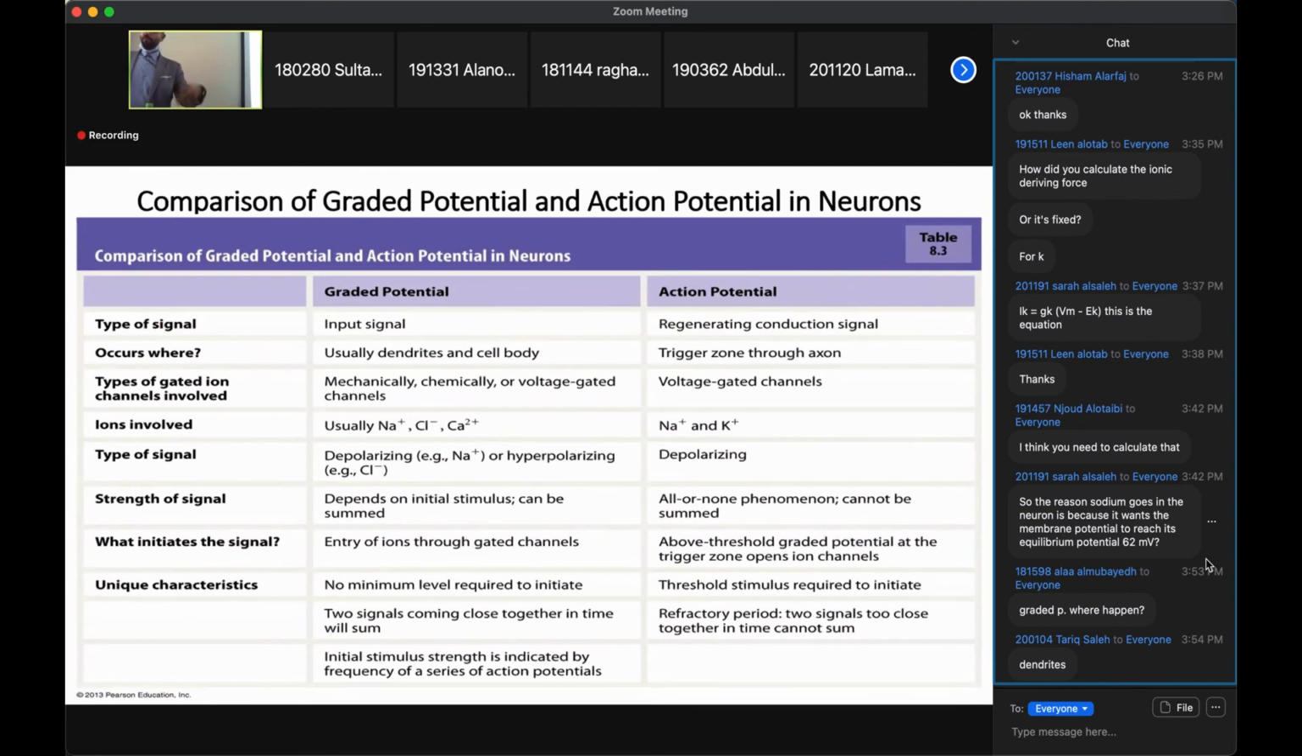Okay? Usually the graded potential happens at the dendrites and cell body, whereas the action potential requires reaching the trigger zone, the axon hillock, in order to be generated. What else? Action potentials do have an absolute refractory period, whereas the graded potential doesn't have refractory periods. So I hope I have done justice to the electrical properties of excitable cells. Any questions?